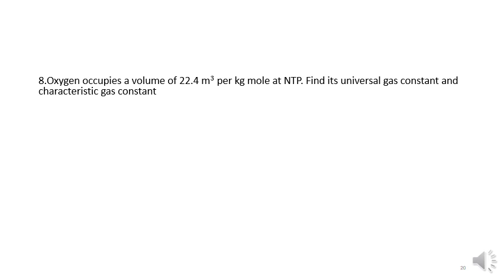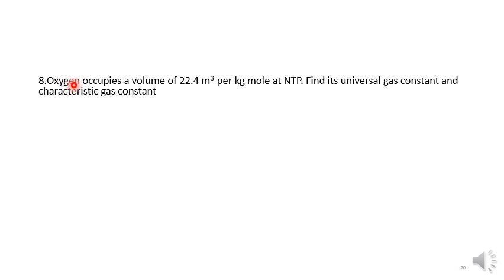Oxygen occupies a volume of 22.4 meter cube per kg mole at NTP condition. Find the universal gas constant and characteristic gas constant value. So here they have given the gas as oxygen. Till now they mentioned what the gas is. Here they mentioned it is oxygen.